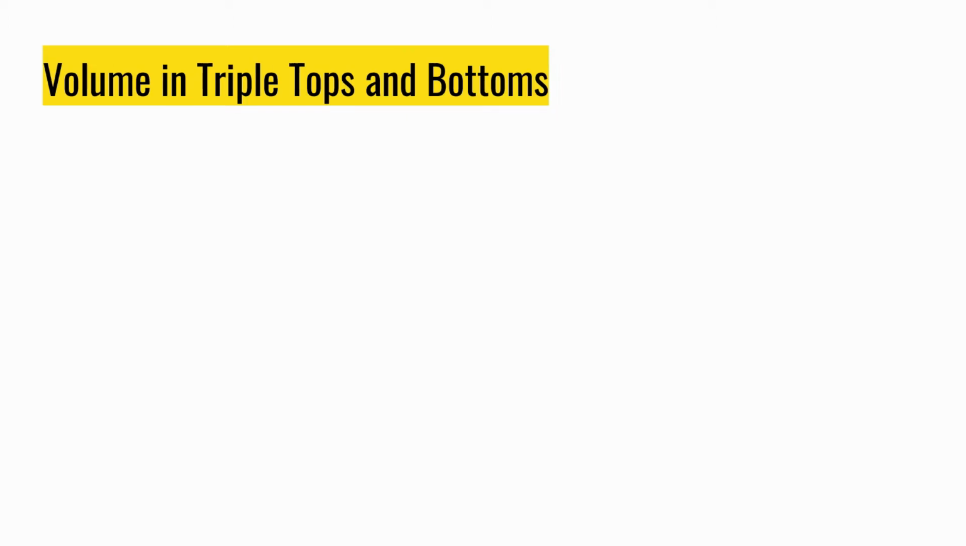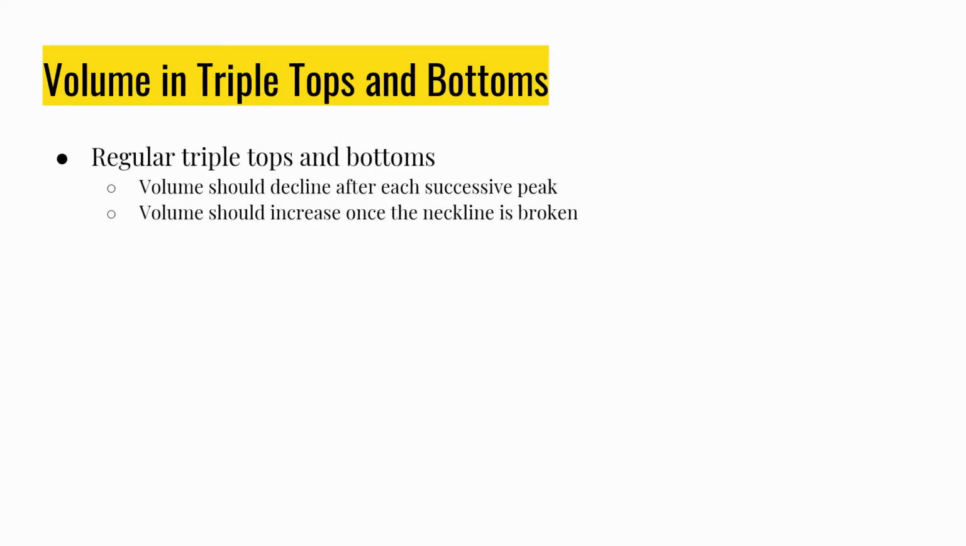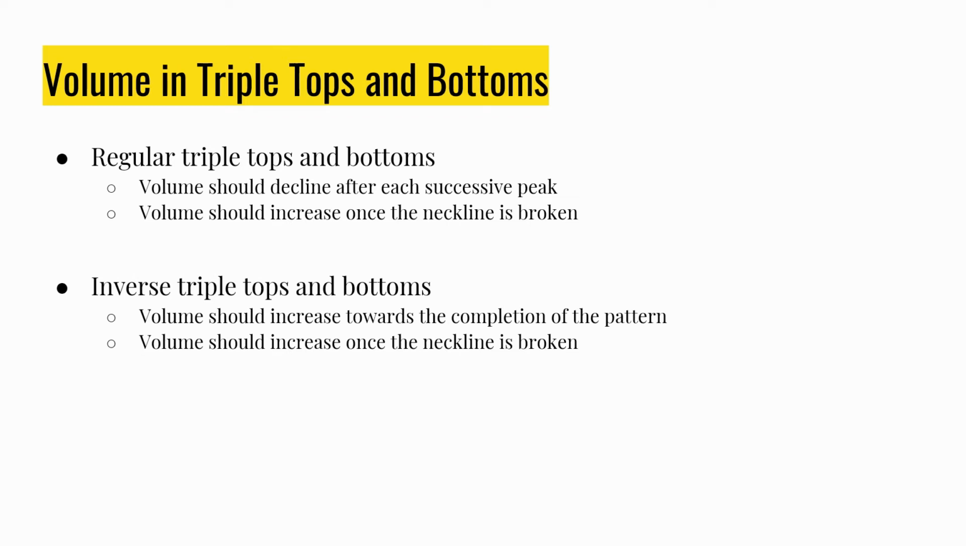Let's start off with volume. For regular triple tops and bottoms, volume should decline after each successive peak. Once we reach the neckline and price breaks through this, volume should increase to confirm the pattern. For inverse triple tops and bottoms, volume should increase towards the completion of the pattern or when the bottoming is coming towards the end. Like regular triple tops and bottoms, volume should increase once price breaks through the neckline so that it can confirm the breakout.